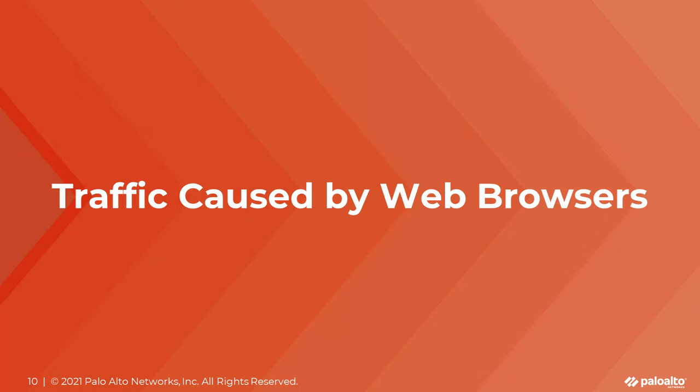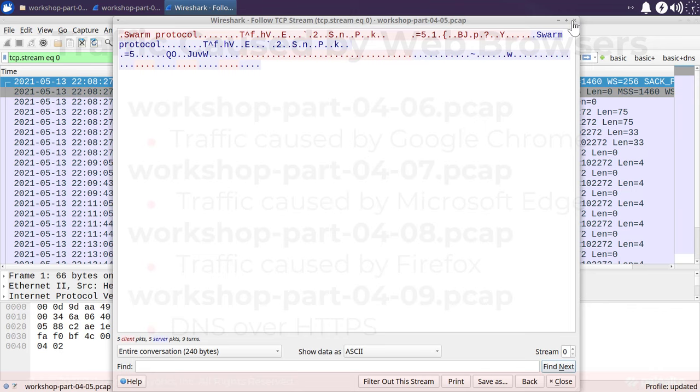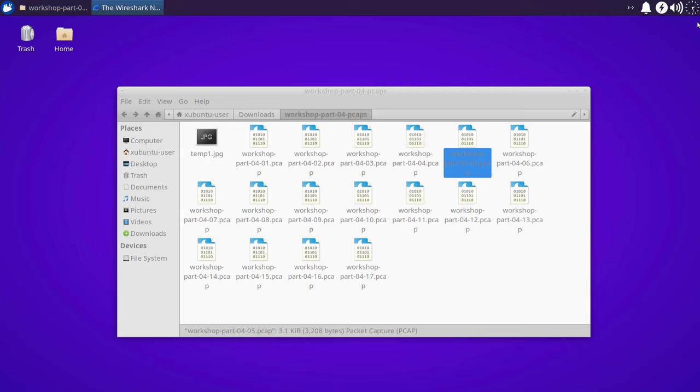For traffic caused by web browsers, we'll examine network activity from Google Chrome, Microsoft Edge, and Firefox. We'll also review an example of DNS over HTTPS. First, let's open our sixth PCAP. I will close our fifth PCAP and open the sixth PCAP.